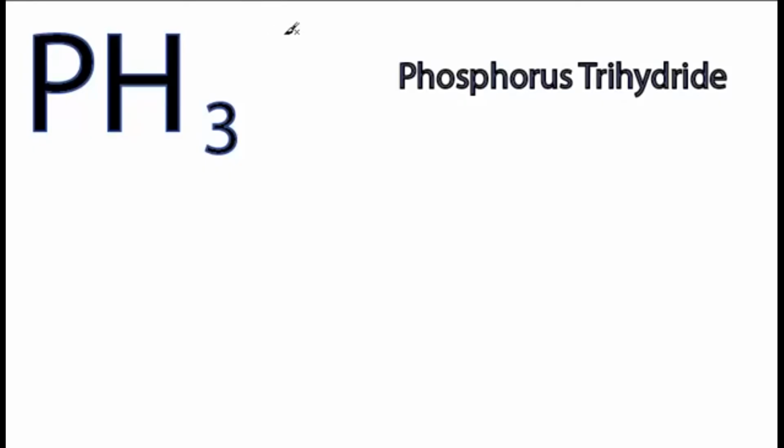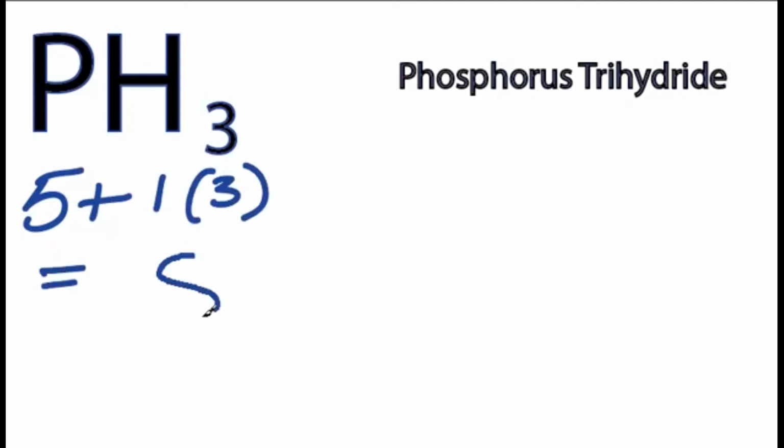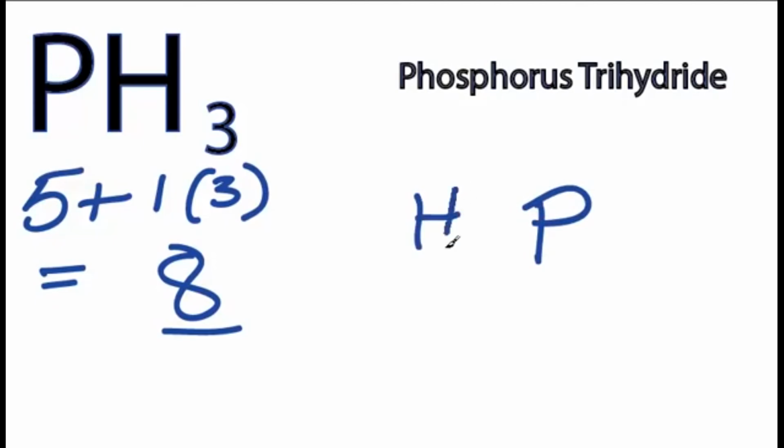So, hi, this is Dr. B. Let's do the PH3 Lewis structure. On the periodic table, phosphorus is group 5, so 5 valence electrons, hydrogen is group 1, but we have 3 of them, for a total of 8 valence electrons. We'll put the phosphorus in the center. Hydrogens always go on the outside. We have 3 of them.